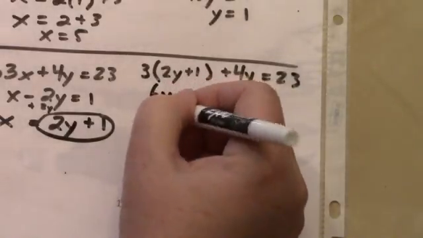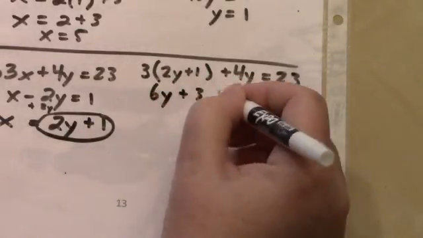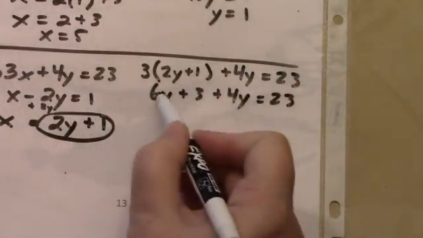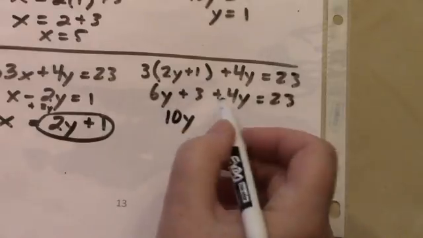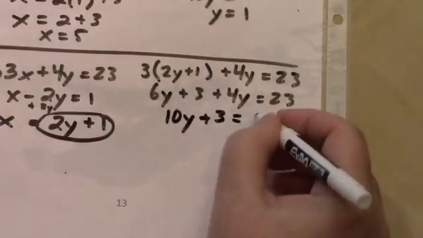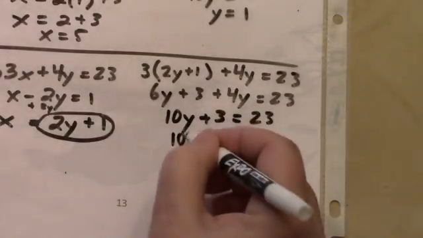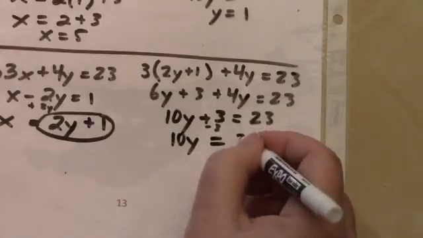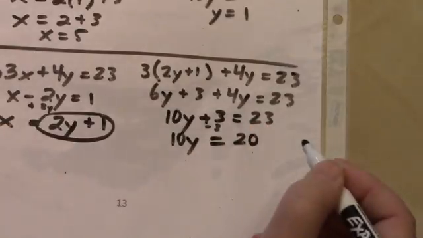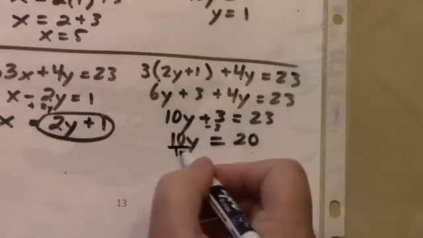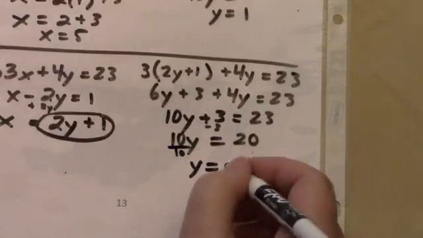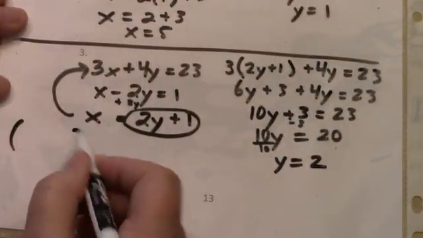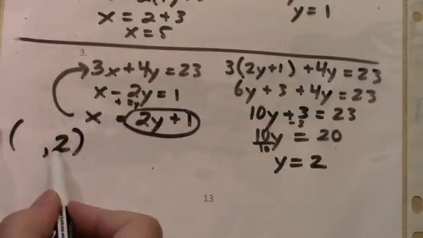And let's solve it. 3 times 2 is 6. 3 times 1 is 3. I'm going to combine my 6 and my 4. That's going to give me 10y, and then here I have my plus 3 equals 23. Let's subtract 3 from both sides because I want to get rid of that. So 23 minus 3 is 20. And then I'm going to divide by 10. 20 divided by 10 is 2. Well, I just figured out what my y value is, so let's make a little note of that over here. I know that y is going to be 2.